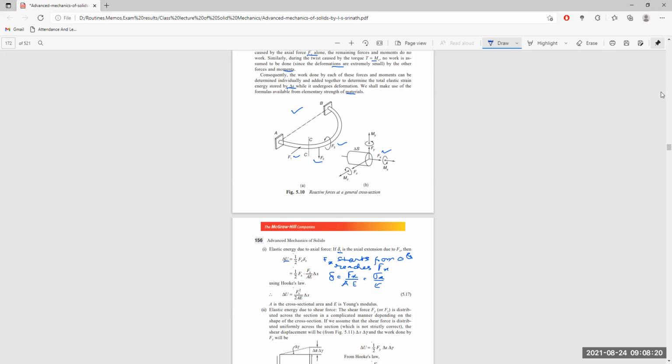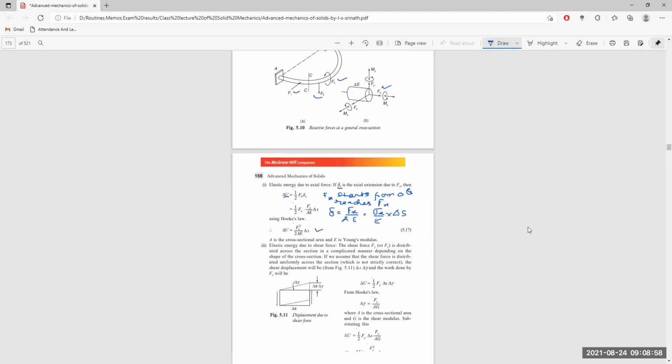And this is also multiplied by the length element, that is delta S. So Fx by A into E, multiplied by delta S, is the deflection itself. So using Hooke's law, this is the formulation we are making, and thus this equation will come: Fx squared by 2 into AE, multiplied by delta S. This is the strain energy stored due to the axial force itself.